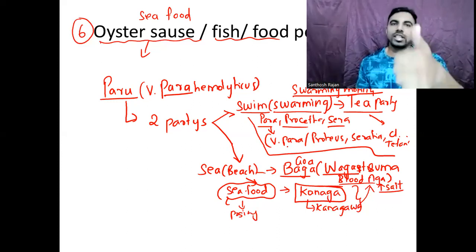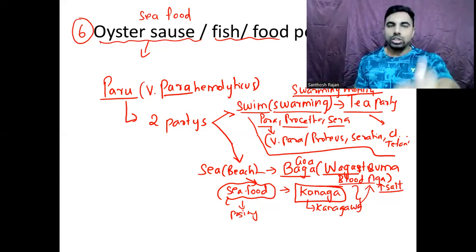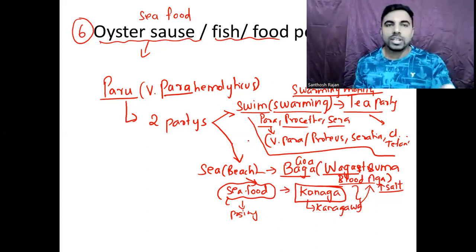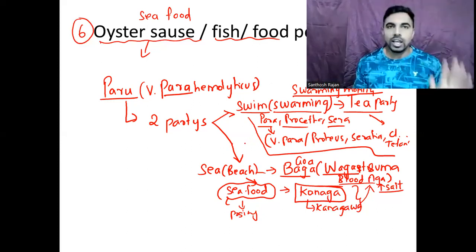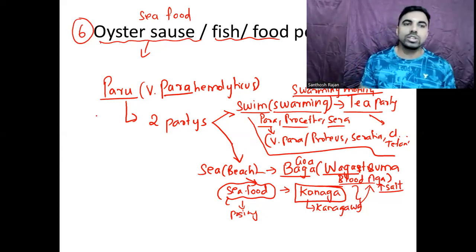Very simple. One tea party, one seafood party, one beach party. In the tea party she goes with Clostridium tetani itself. In the seafood party she's going with Kanaga. Then which beach is it, in Goa? Vaga beach. In Vaga beach, Vagatsumo blood agar. Finished. This is the question.